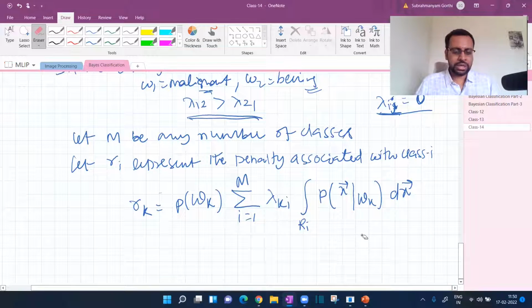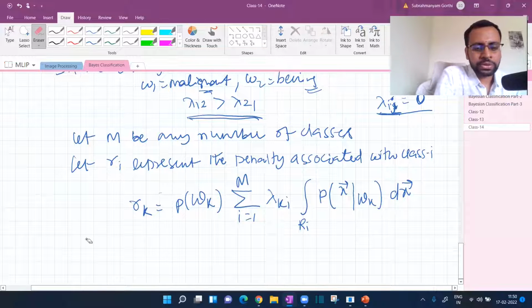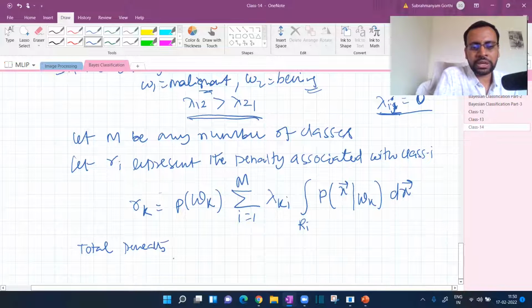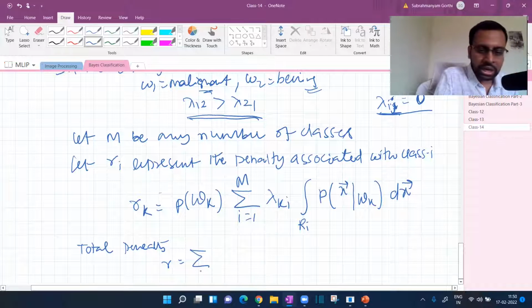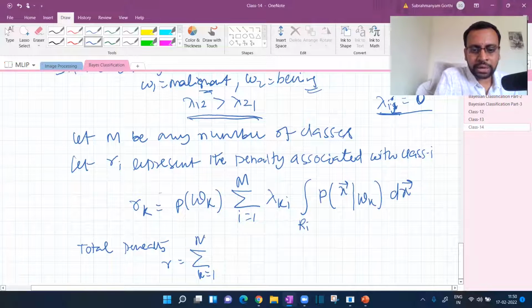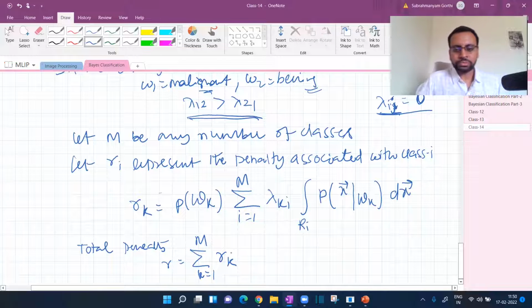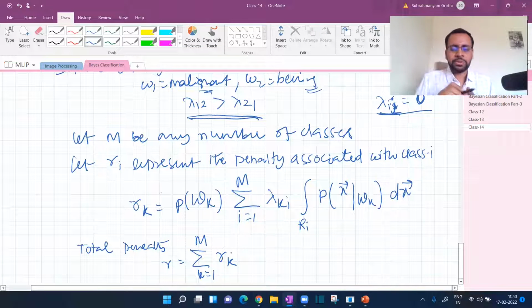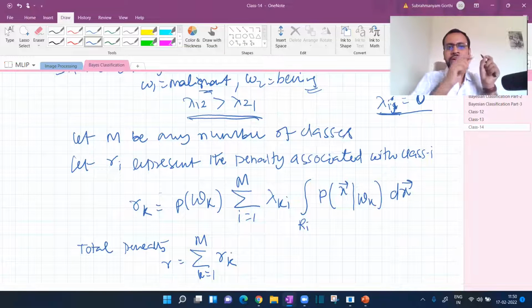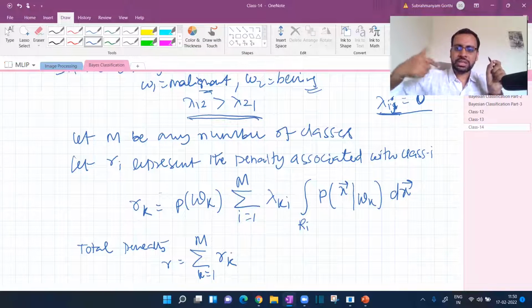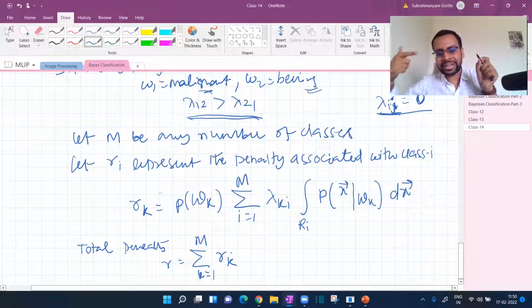Then what we would do here is, what would be the total average risk? So this is the average risk we have written. The total risk or total penalty here would be the summation over k, where I should vary k from 1 to m. The above term is giving the risk from one class to any other class, and this exercise we have to do for all m classes.